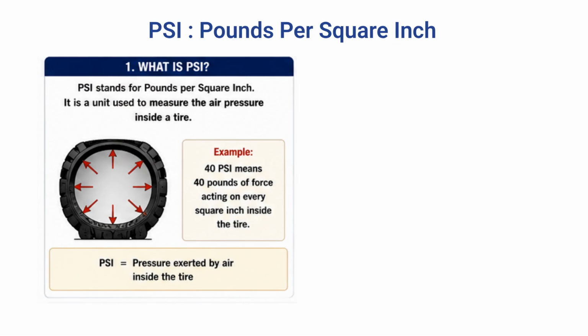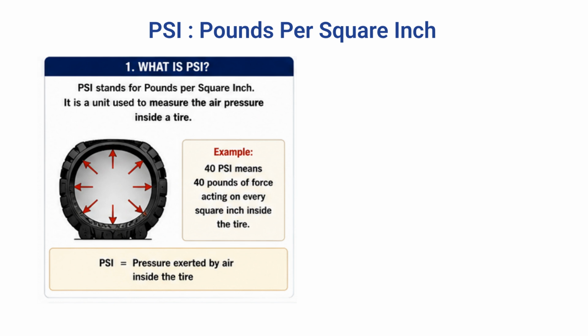This image explains what PSI means and how tyre pressure supports a vehicle. PSI stands for pounds per square inch. It is a unit used to measure the air pressure inside a tyre. For example, a tyre inflated to 40 psi has approximately 40 pounds of force acting on every square inch of its internal surface. The arrows inside the tyre show that air pressure acts in all directions. This pressurized air pushes outward against the tyre structure and allows the tyre to maintain its shape.